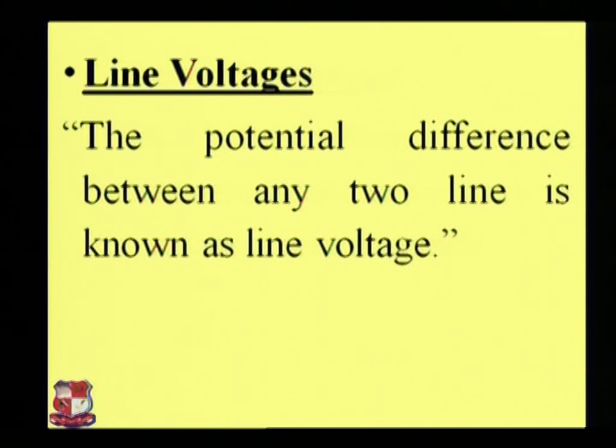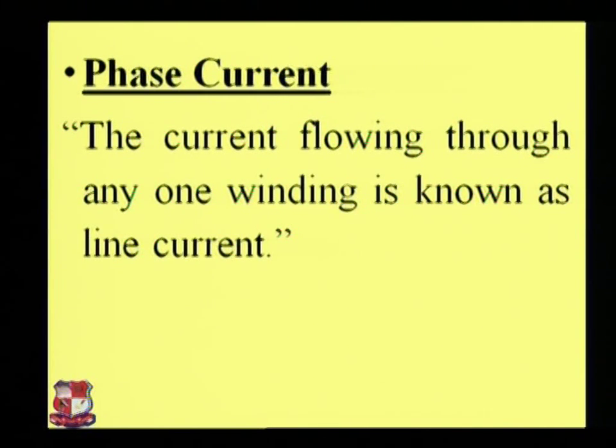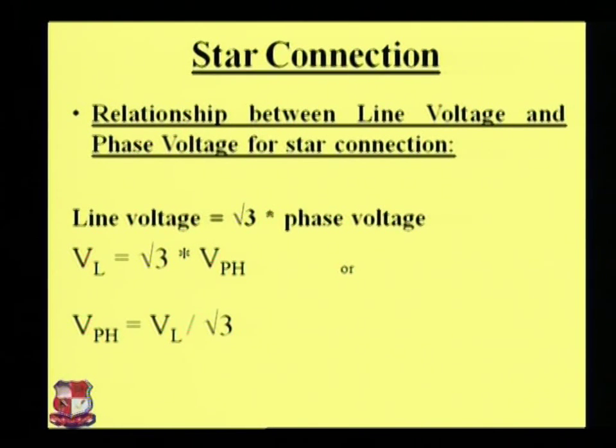The next one is the line voltage. The potential difference, that is V, between any two lines is known as the line voltage. The line current: the current passing through any one line is known as the line current. The phase current: the current flowing through any one winding is known as the phase current. Now I will just go through one connection, that is a delta connection.